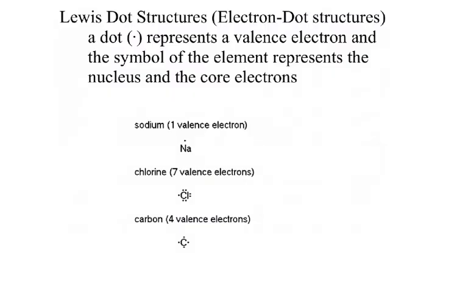Now, something that we'd like to do is use a notation known as an electron dot structure, also known as a Lewis dot structure, where we use a dot to represent a valence electron, and then the symbol of the element represents the nucleus and all the core electrons pertaining to that atom.